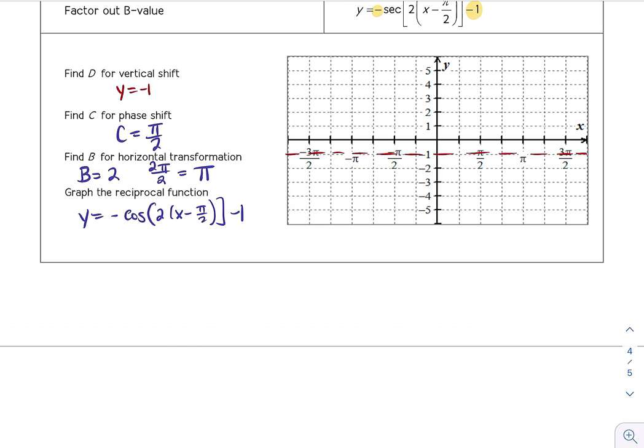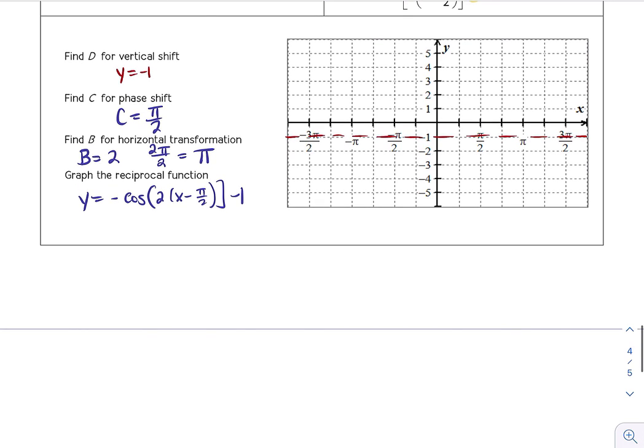Okay, so now we have a vertical shift of negative 1. We have a phase shift of pi over 2. This means our entire cosine graph needs to be moved right pi over 2, and then we have a period of pi. What I encourage you to do is first graph the function as if there was no phase shift, and then we can literally, on Notability, move it over.